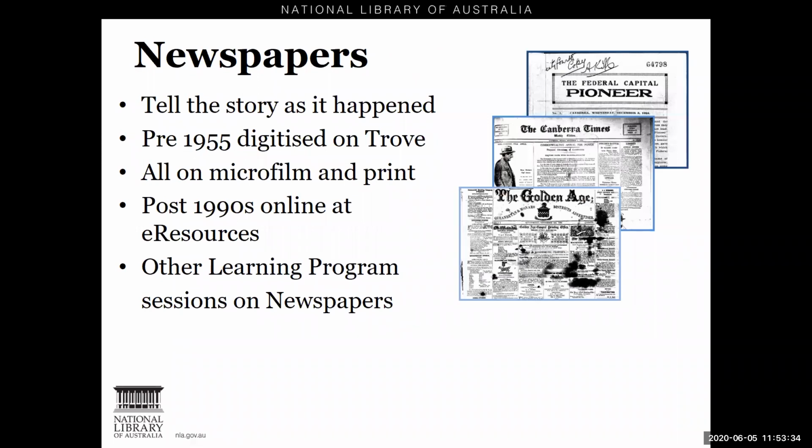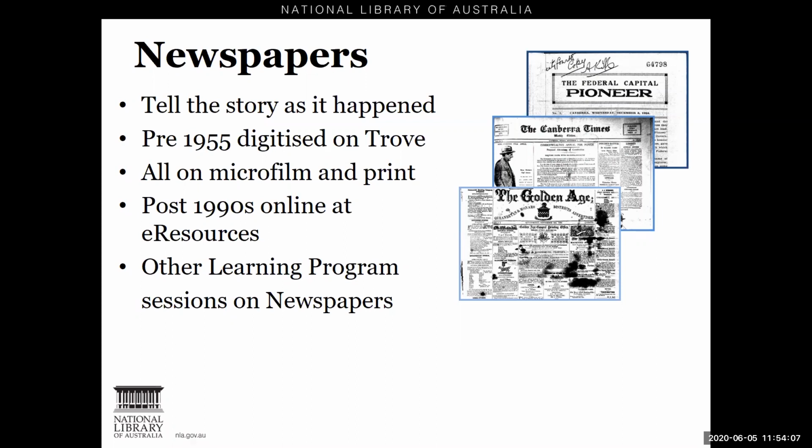So onto newspapers. Newspapers are an effective form of detailing local history as they discuss stories at the time they are happening. Local newspapers are an important source of information on any town or city as they document events that occurred in that place, as well as people that lived there. The National Library's collection holds the major daily newspapers, as well as regional, local and community newspapers. Most Australian newspapers pre-1955 are digitised on Trove.